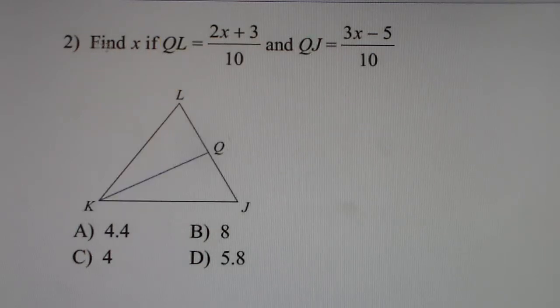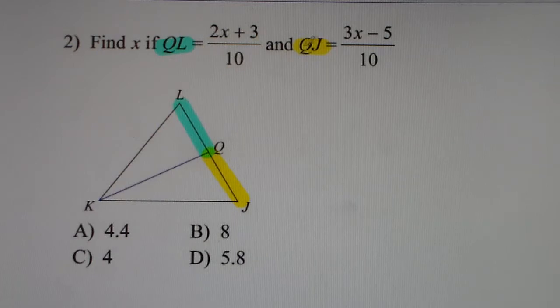Let's talk about problem number two. Problem number two and problem number three are the two toughest ones here on this homework worksheet. So find x if QL is equal to 2x plus 3 over 10. And QL, if we look on our picture, QL, that's QJ. QL is that top half of the line here on the right-hand side, top half of the half. QJ is also half of that side length.